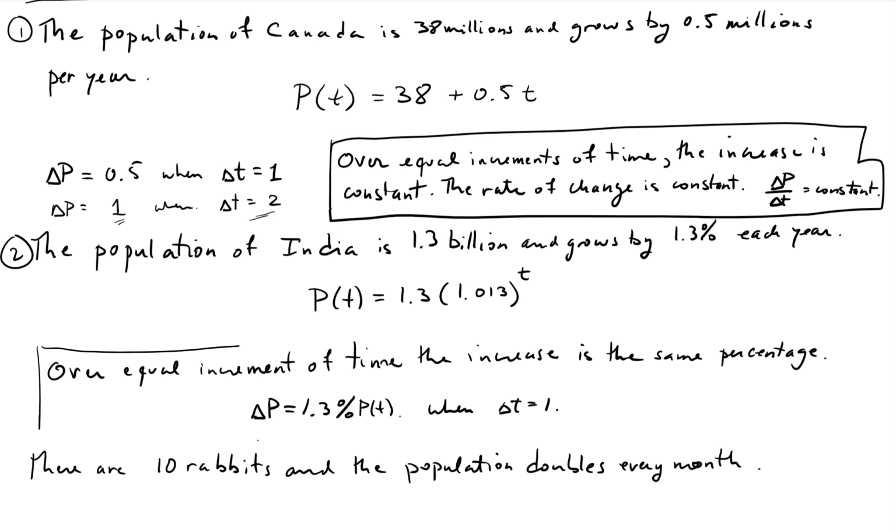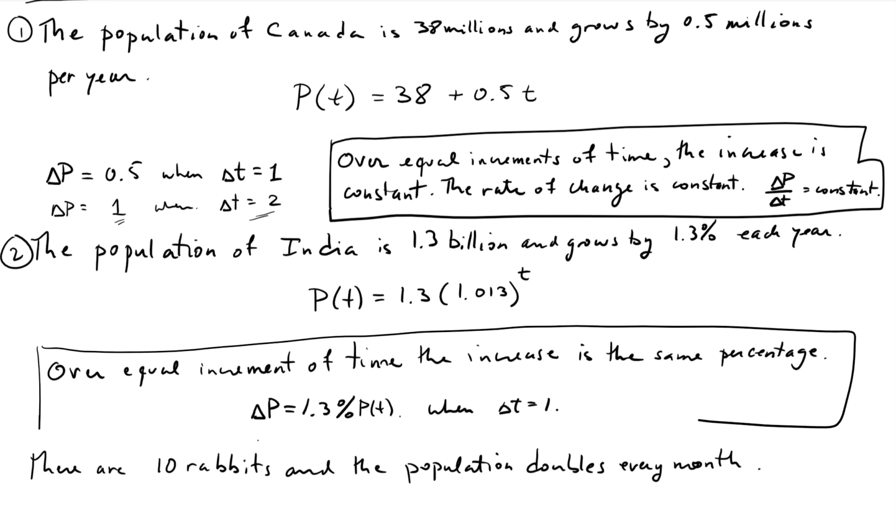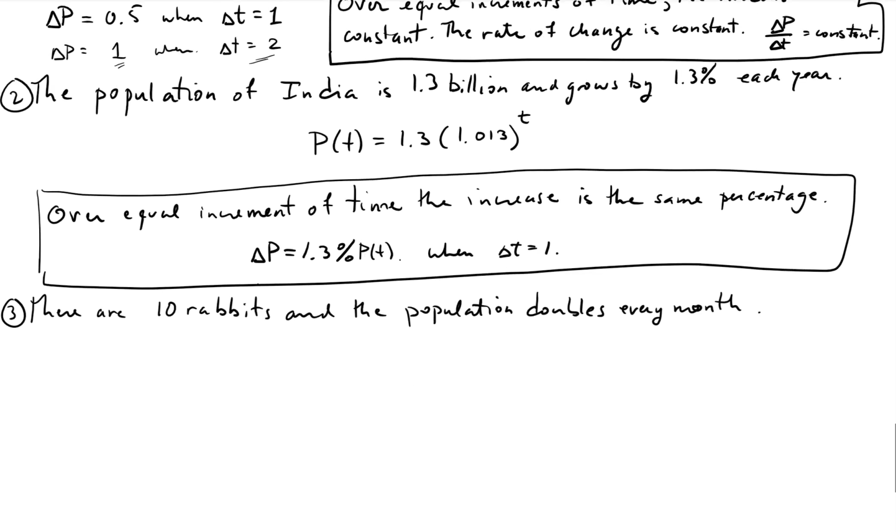So this is also something you want to frame. This is how you detect that you have an exponential model. Sometimes it's presented differently. For example, there are 10 rabbits and the population doubles every month. Doubles, what does that mean? It means it's 100% more than what it was before. So this is an increase of 100% of the previous amount. So it's going to be 10, so the population. Here t is in months.